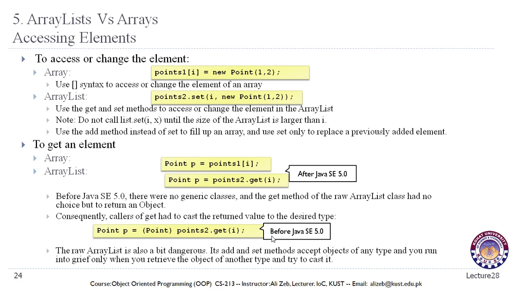The raw array list is also a bit dangerous. Its add and set methods accept objects of any type, and you run into trouble only when you retrieve the object of another type and try to cast it. So we need to know the type of the object that we are converting to, and we need to know the type of the element at that position. So this can possibly be a problem.